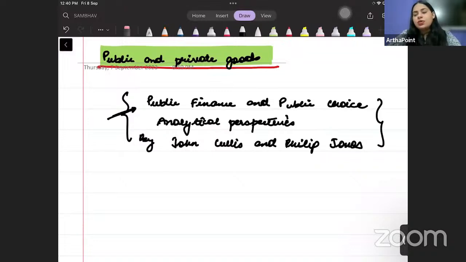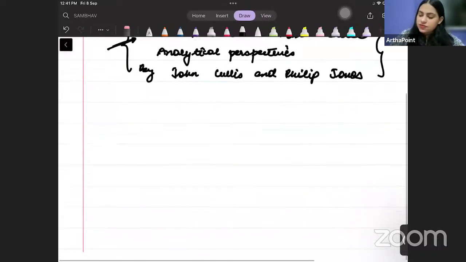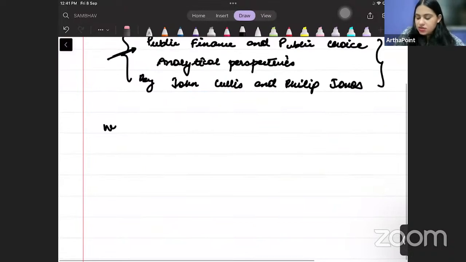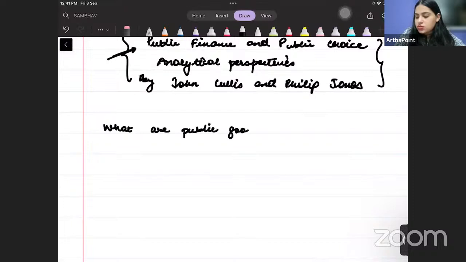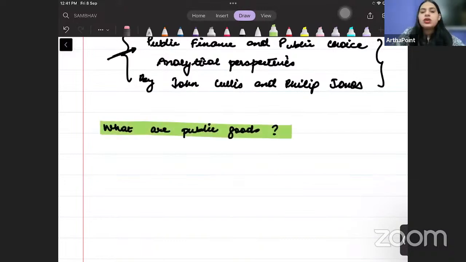Okay? Okay, beta. So today, as I mentioned, I want to start with chapter 3, which is called public goods. Okay. So from the point of view of public goods, the first question that arises is, what are public goods? What are public goods? That's the first question we want to answer.